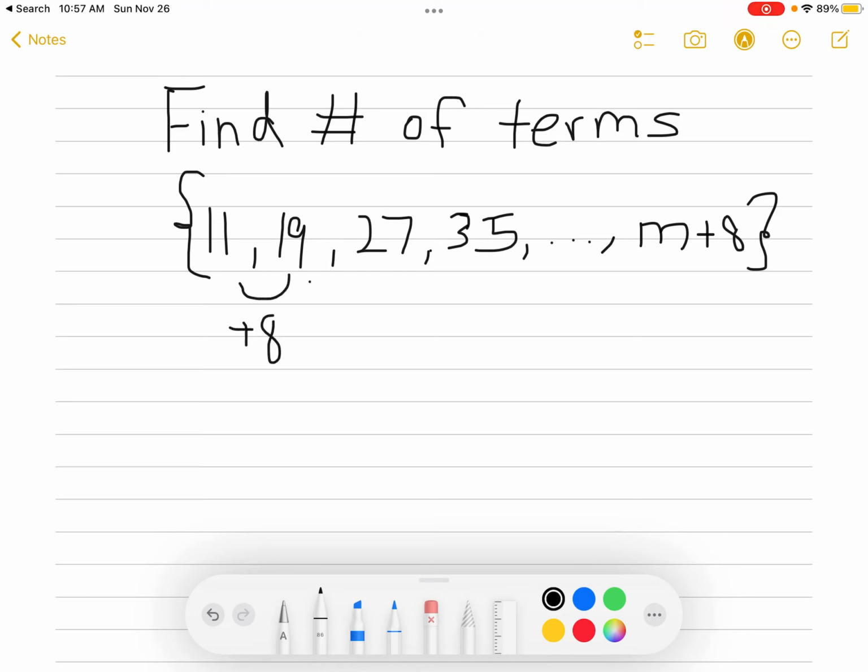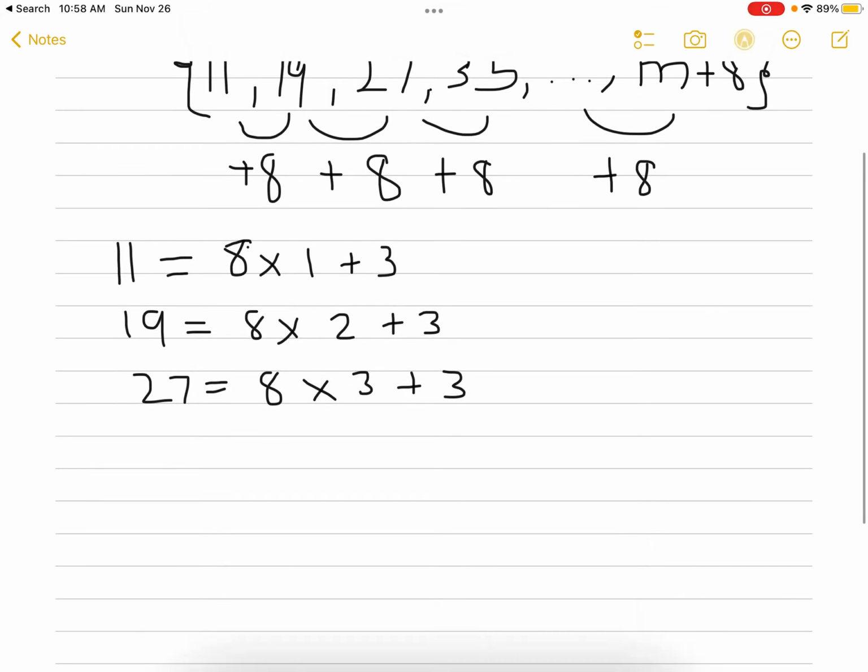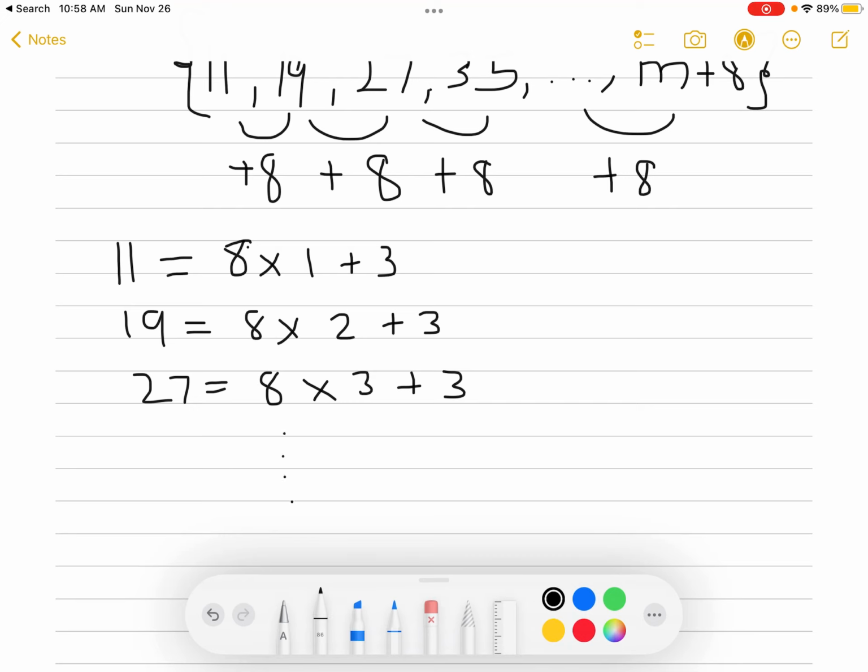Well, we know the common difference, which means the difference between consecutive terms in this sequence, is 8. And if you look at each term in the arithmetic sequence, we'll look at 11 first, it's 8 times 1 plus 3. 19 is 8 times 2 plus 3. 27 is equal to 8 times 3 plus 3. And then this continues until m plus 8.